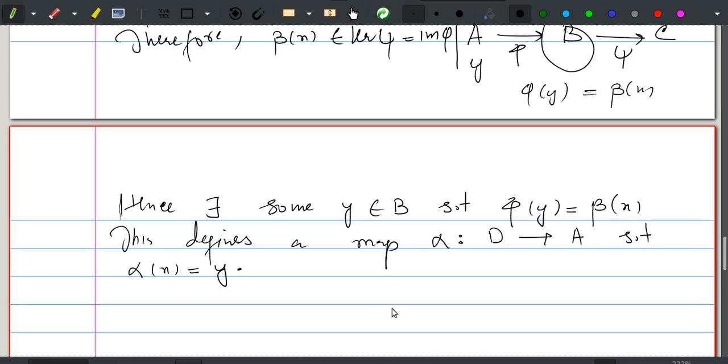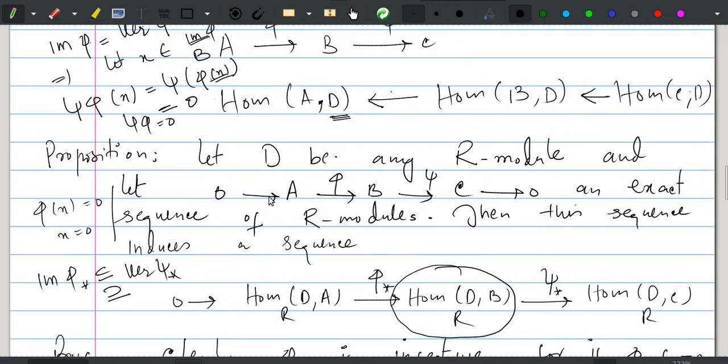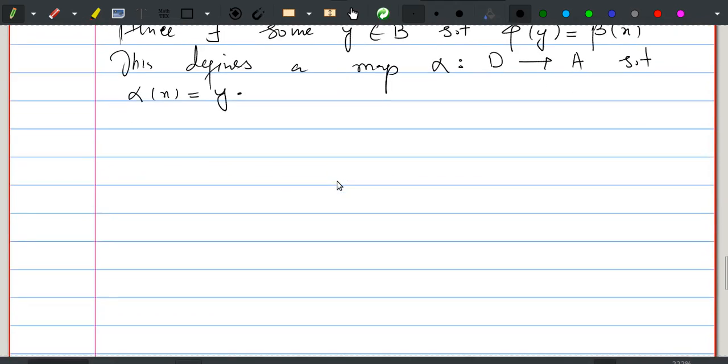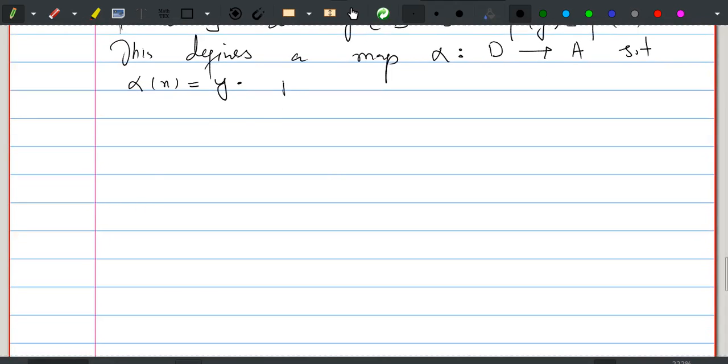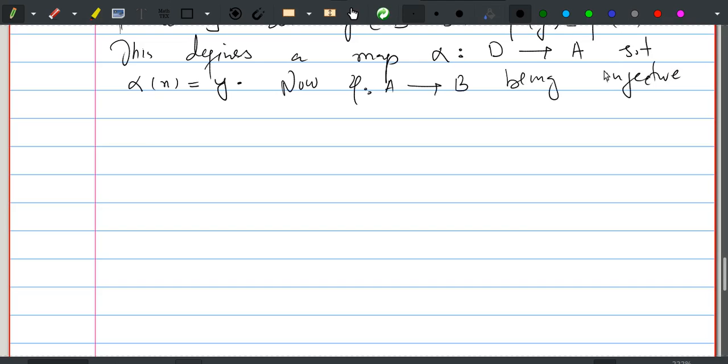Now one should note here phi is injective because 0 is going inside, so this phi is injective. Now phi from A to B being injective, one can note that phi of A is isomorphic to A.